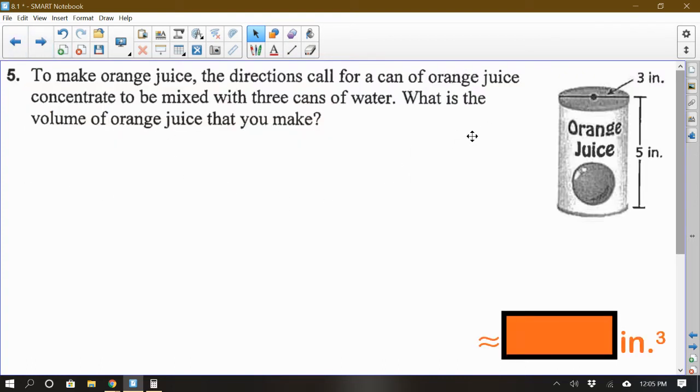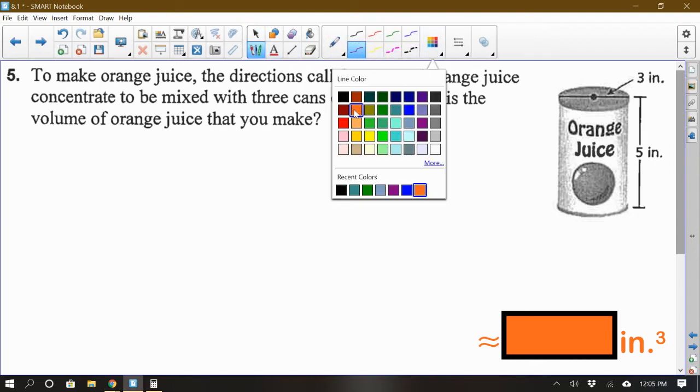I grabbed this one because some of my students were saying that this one was giving them some trouble. So here we go. This is all about orange juice. The directions call for a can of orange juice concentrate to be mixed with 3 cans of water. What is the volume of the orange juice that you make? Okay, here we go. How about we use orange for this one?